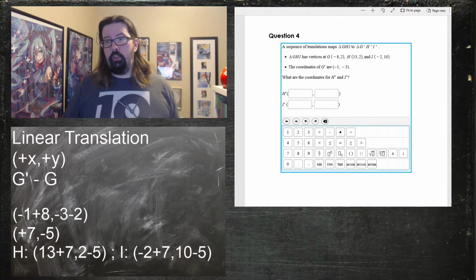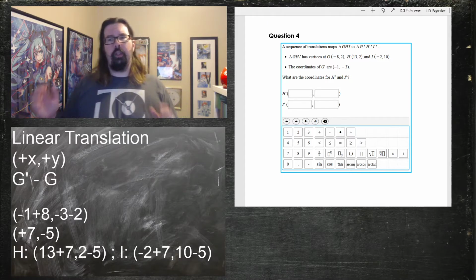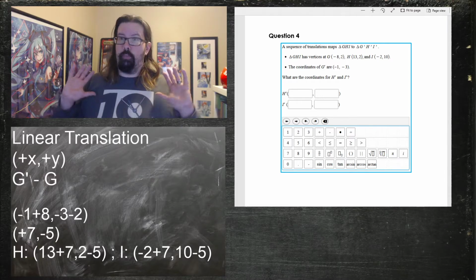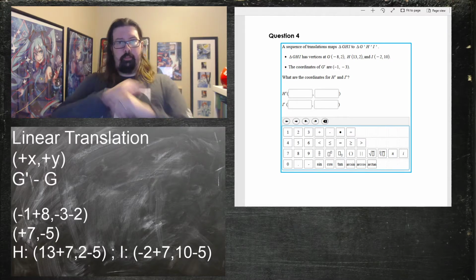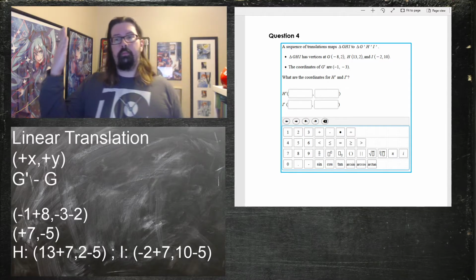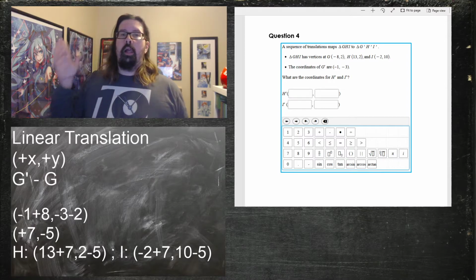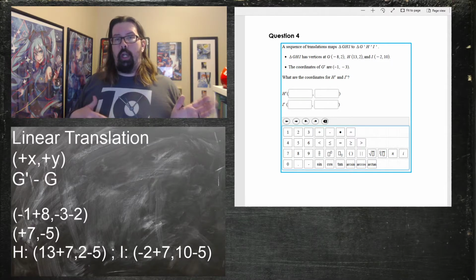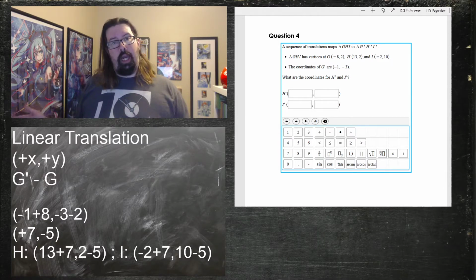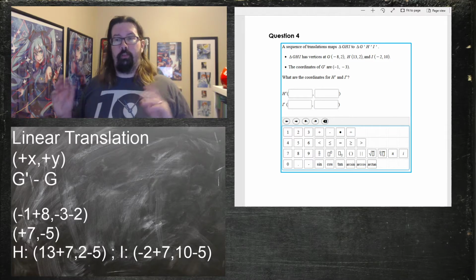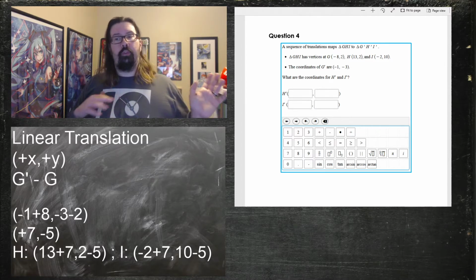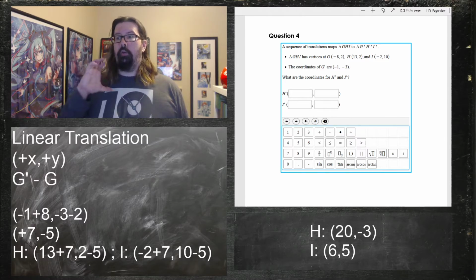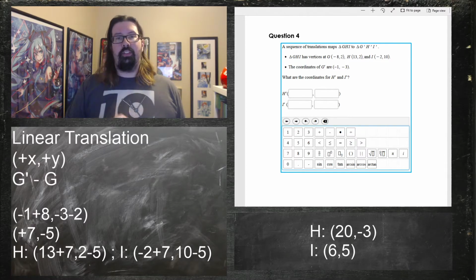the originals. So when you do that, you end up with -1 minus -8 for the x and -3 minus 2 for y. Again, notice we're subtracting the original point, so the signs are flipped. And that's going to give us a difference of +7 for x, -5 for y. And so then we apply those two numbers to our H and our I. So we end up with 13 plus 7, 2 minus 5. And then for I, we have -2 plus 7, 10 minus 5. And that gives us an answer of (20, -3) and (5, 5).